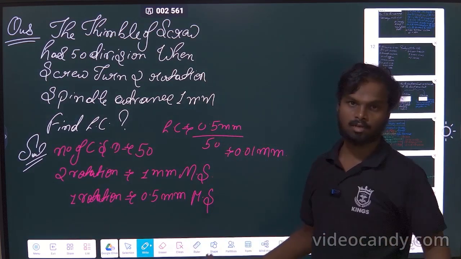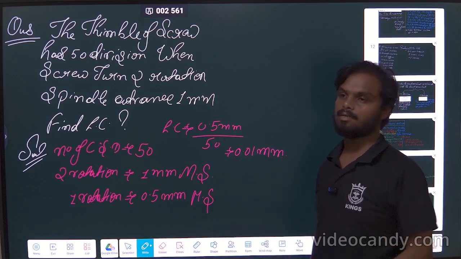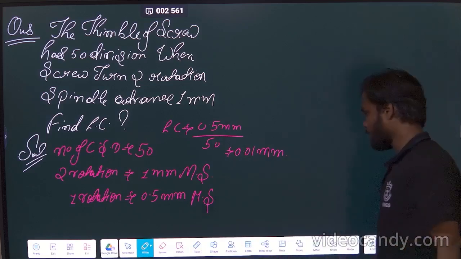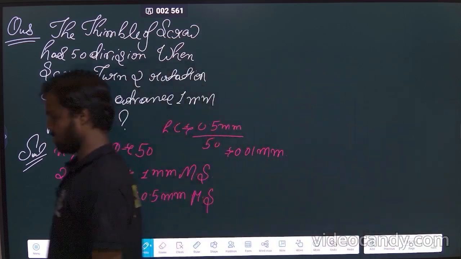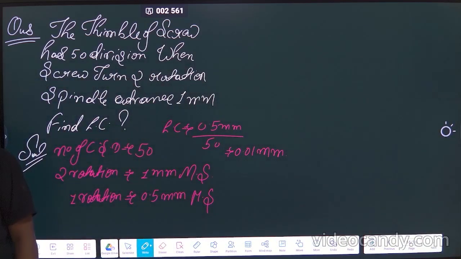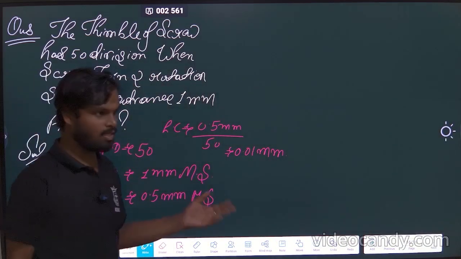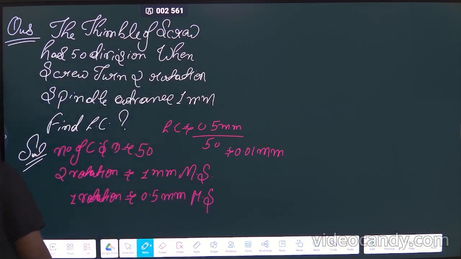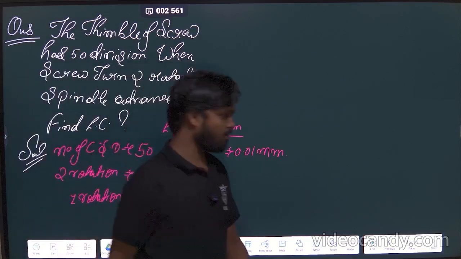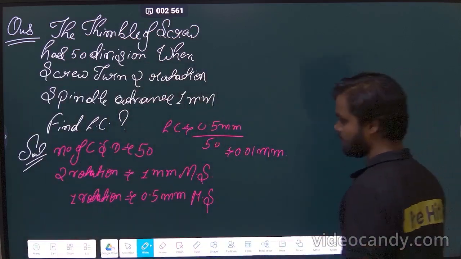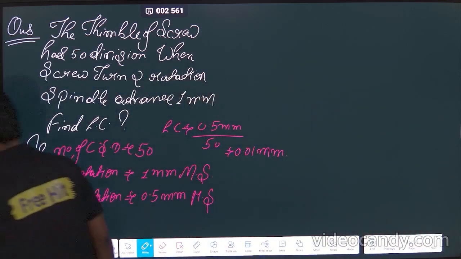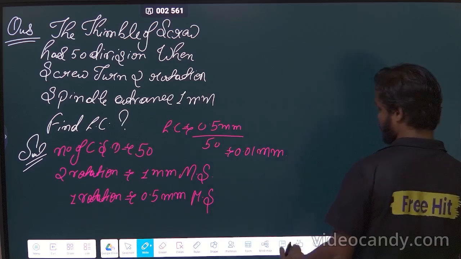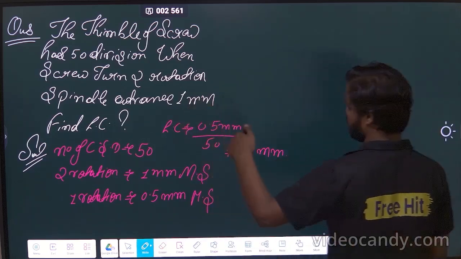Any doubt till now? No doubt? It is clear? Okay. If anyone has a doubt, please ask me, because it is very important. And the questions are very easy. Questions on the screw gauge are very easy in comparison to vernier caliper. Vernier caliper questions are slightly more difficult.